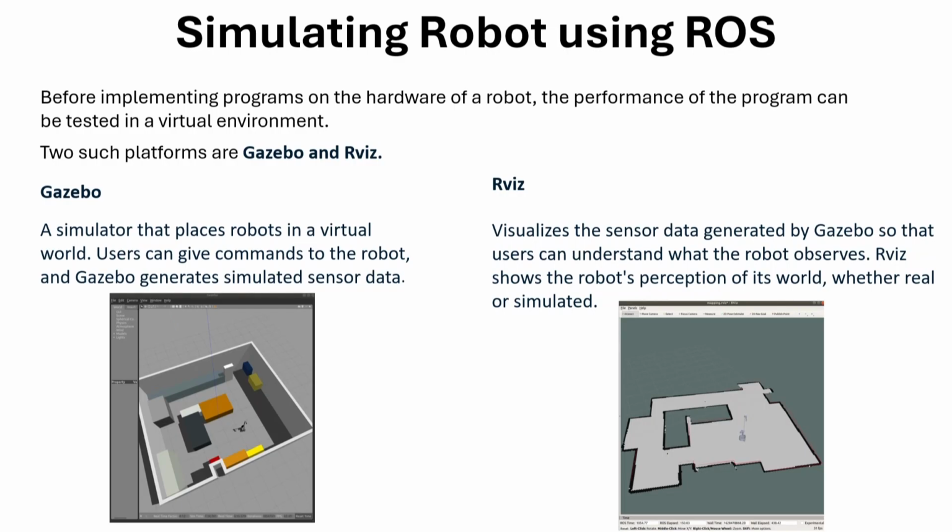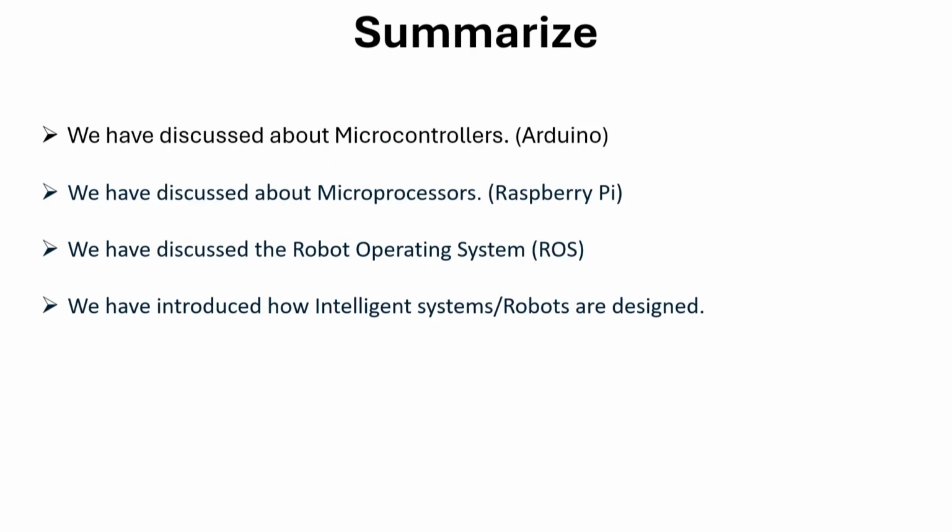In order to simulate, before you actually add the hardware, ROS can be simulated on two platforms. The most popular one is called Gazebo and the other one is RViz. Gazebo is a simulator that places robots in a virtual world: you define the abstractions, give the commands and see how the trajectory is. RViz shows the robot's perception of the world. So, that is something where from the robot's point of view you can see how the world is perceived.